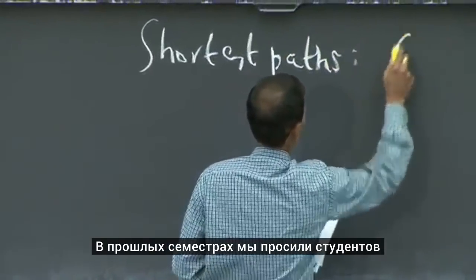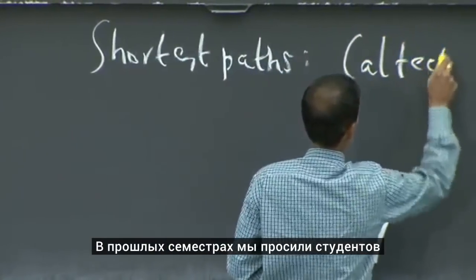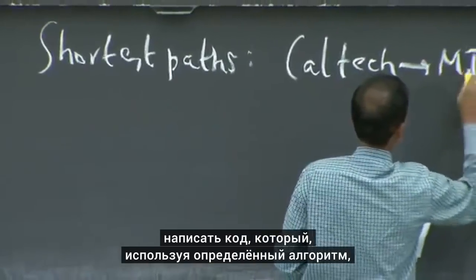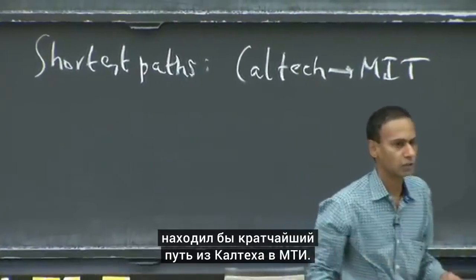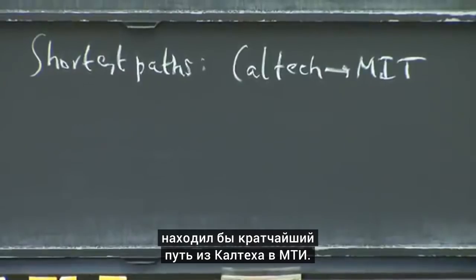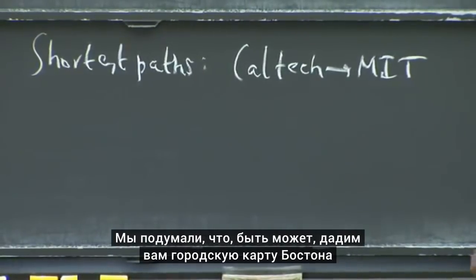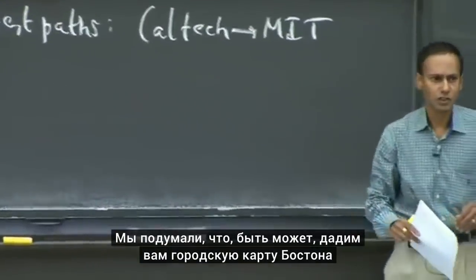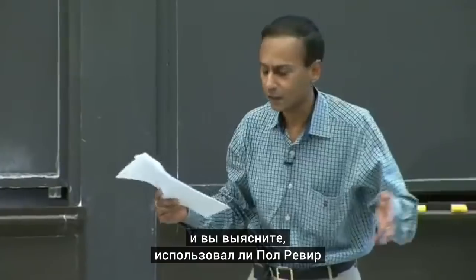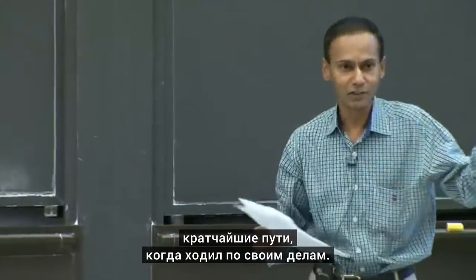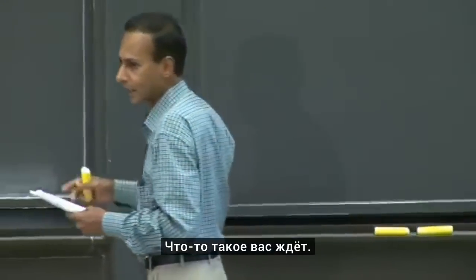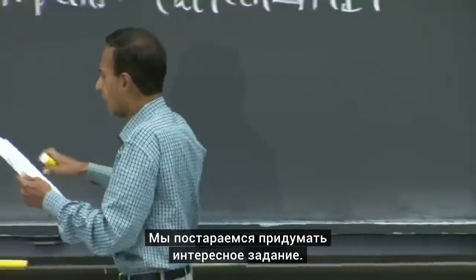Again, in terms past, we've asked you to write code using a particular algorithm that finds the shortest path from Caltech to MIT. This time, we may do things a little bit differently. We're thinking maybe we'll give you a street map of Boston and go figure out if Paul Revere used the shortest path to get to where he was going, or things like that. We'll try and make it fun.